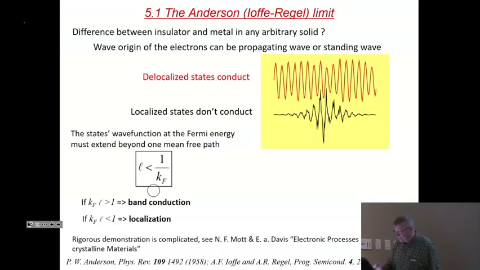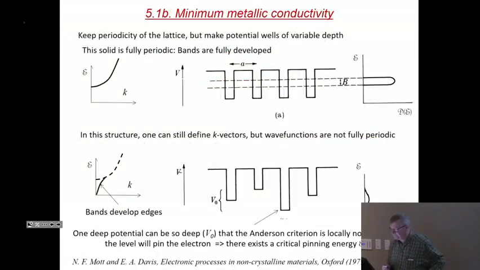And so that is the condition that you cannot have collisions that limit your mean free path to something that is smaller than 1 over the wave vector. So if this condition is satisfied, you have band conduction. If not, your electrons just go to that unit cell and localize. It's a little bit difficult. It's in Martin Davies, or it's in Phil Anderson's original paper. Let me derive for you how this leads to the concept of minimum metallic conductivity.